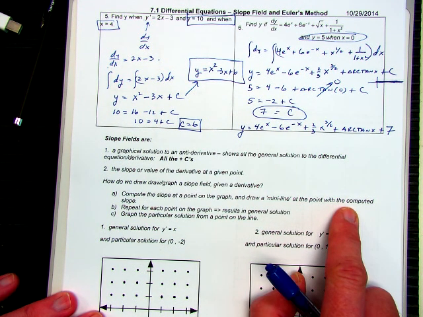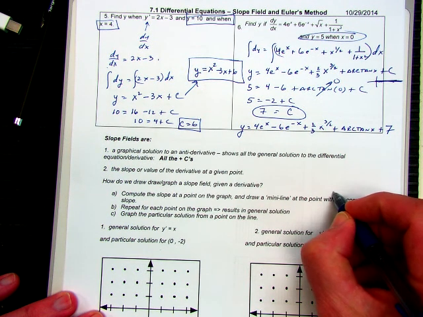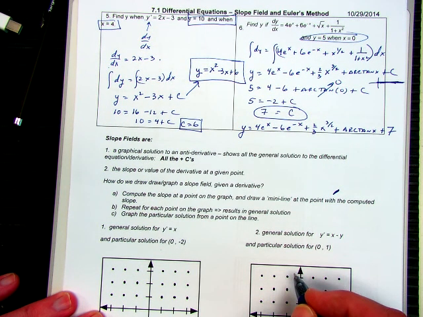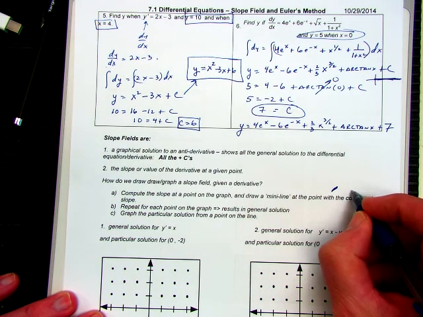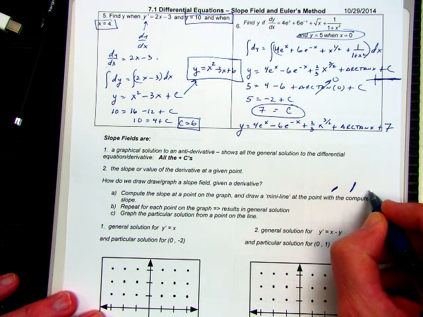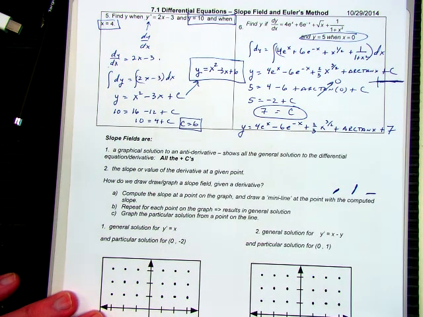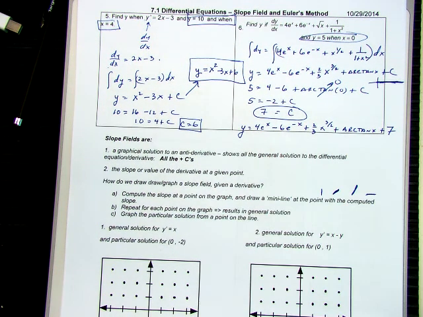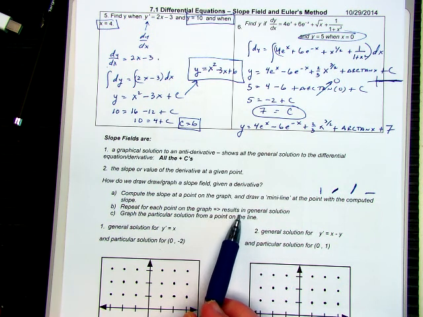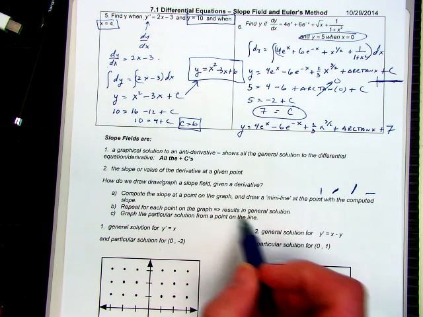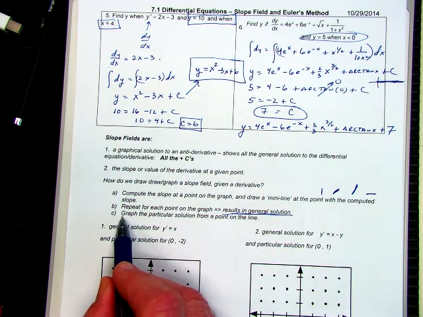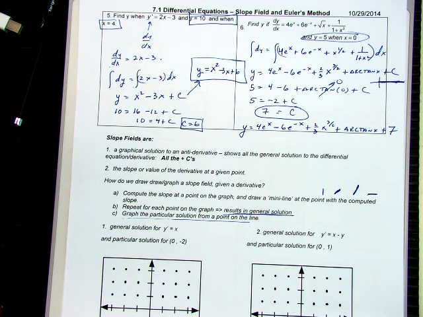If we find a slope of 1 at a point, we draw a line that has a slope of about 1. If we have a slope of 2, I'm going to make it steeper. If we have a slope of 0, it's going to look like that. An undefined slope would be vertical. We're going to repeat for each point, which you may say is a lot. Yeah, that's right, but the results are the general solution. Then we're going to pick a particular point and actually draw in the graph just for that one.